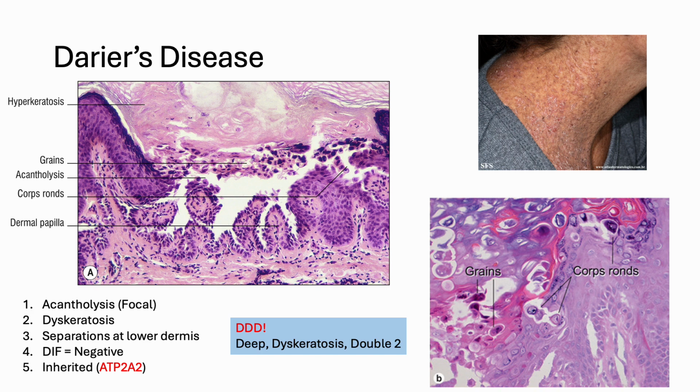And how I remember this is Darier disease has Ds, so it is deeper, suprabasilar, dyskeratosis, the corps ronds and the grains, and a double 2, which is the ATP2A2. So that is how to remember Darier disease.